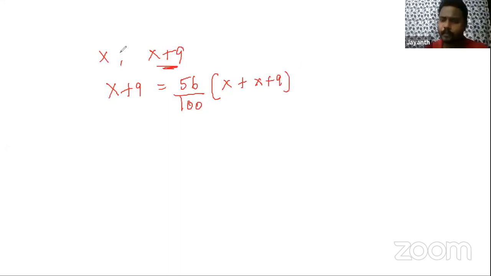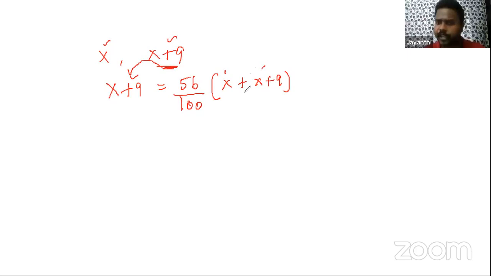Guys, is that clear? Because understanding a question is nothing but your analytical ability. If one of the fellows scored X marks, the other fellow scored 9 more marks, which means X plus 9. And this fellow's mark, X plus 9, was 56% of the sum of the marks. The sum of the marks is X plus X plus 9. Hey guys, is it clear?